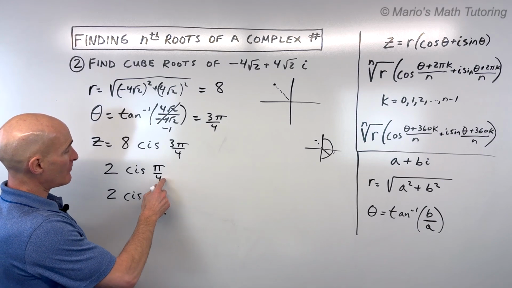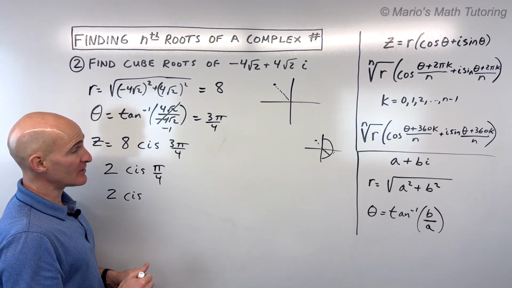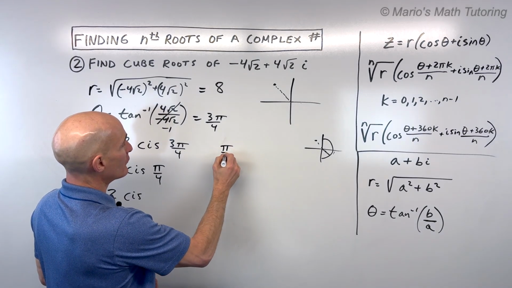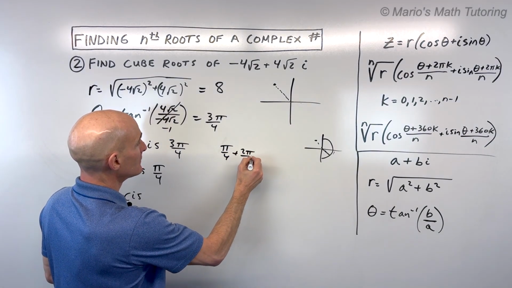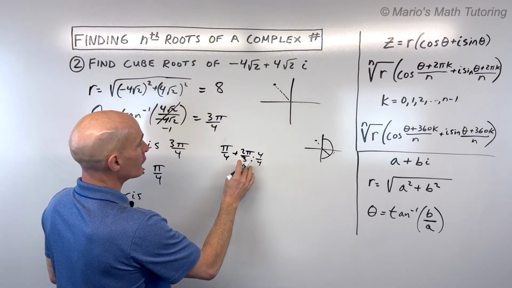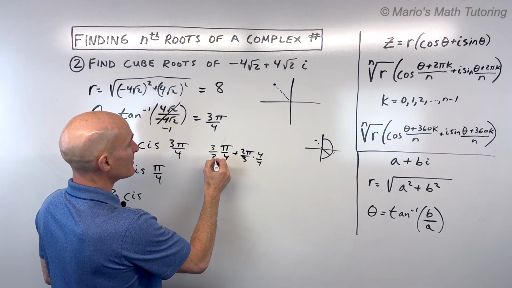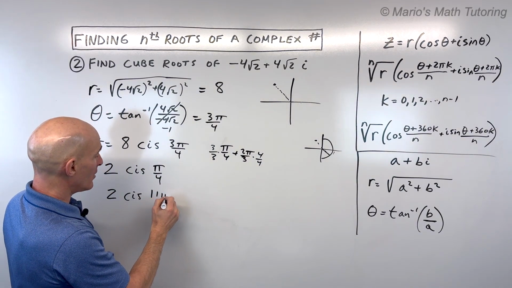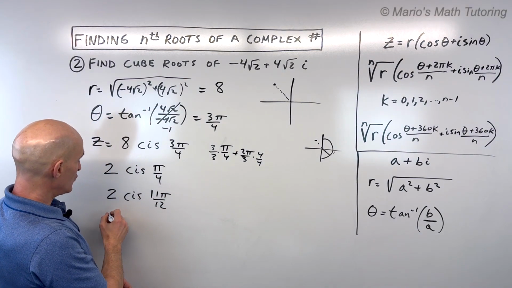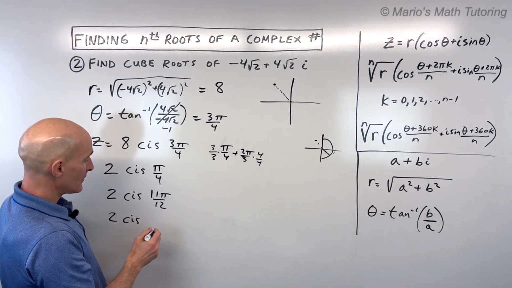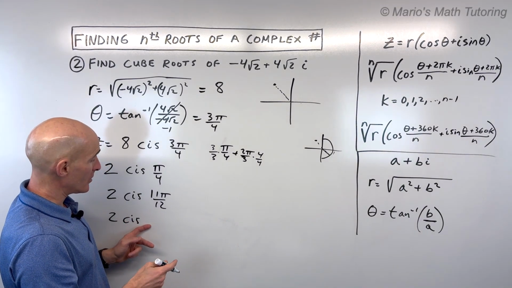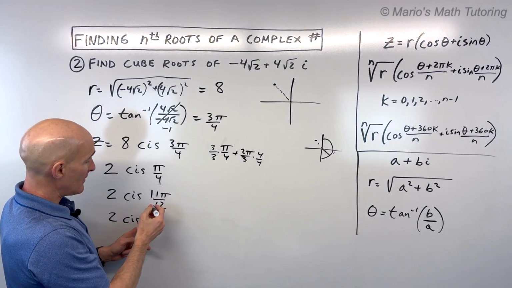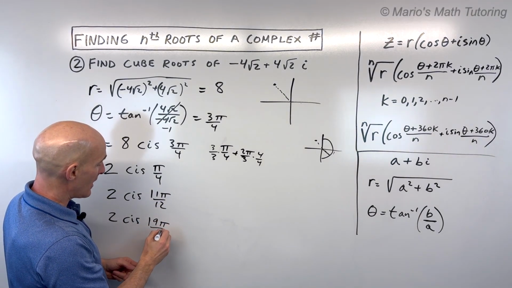Now, if we add pi over 4 plus 2 pi over 3, we have to get a common denominator. So adding 2 pi over 3 to pi over 4, let's see, multiply this by 4 over 4, that's 8 pi over 12. Multiply this by 3 over 3, that's 3 pi over 12. So that gives us 11 pi over 12. And then if we do it one more time to find the third complex root, we're going to add another 8 pi over 12, which is 2 pi over 3, and that's going to give us 19 pi over 12.